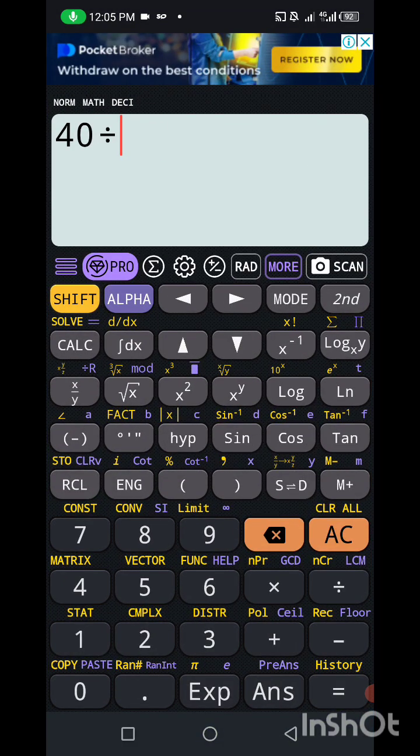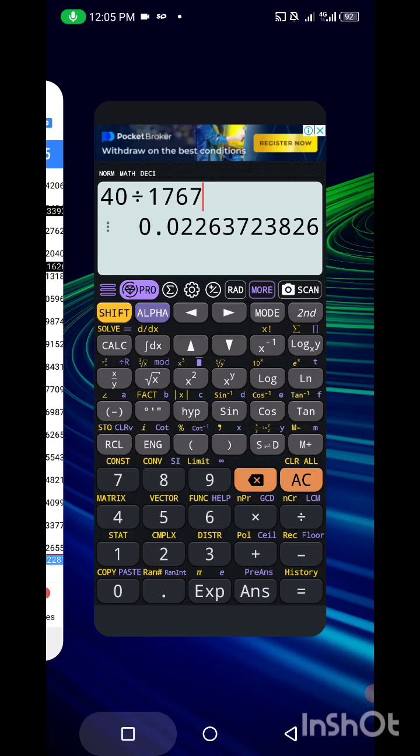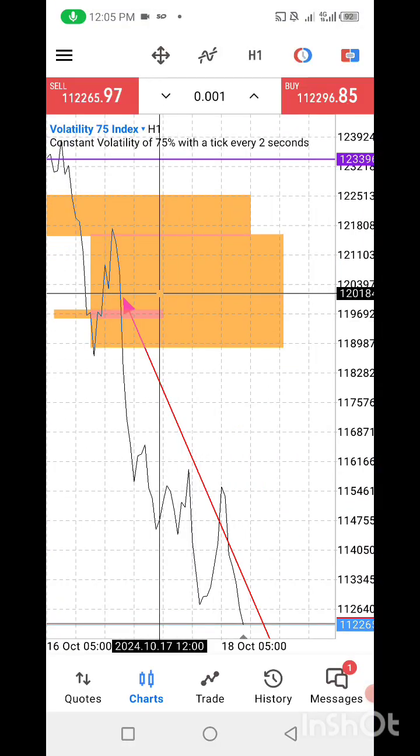So you divide 40 by 1,767. We now have 3 trades, and this time we are using 0.0223, or you can call it 0.02, based on your approximation. Now we have 2 trades left. So how do we actually do this? We are now looking for outputs, right?